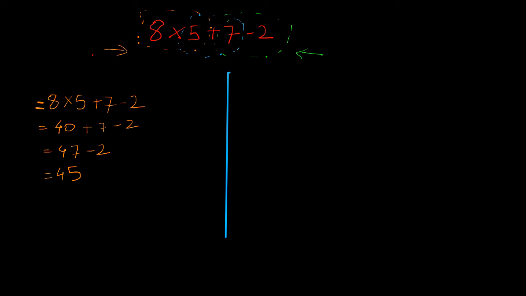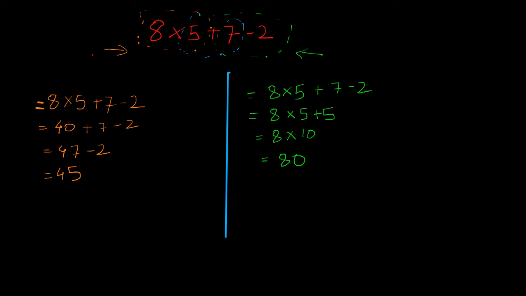And then 40 plus 7 is 47 minus 2, and 47 minus 2 is 45. Now if we go the other way and do the right side first, what do we get? Okay, let's write the whole equation down. 8 times 5 plus 7 minus 2. Now we do the right side first. 7 minus 2 is 5, so I'll just write down times 5 plus 5, and then 5 plus 5 is 10, so 8 times 10, and then 8 times 10 is 80.